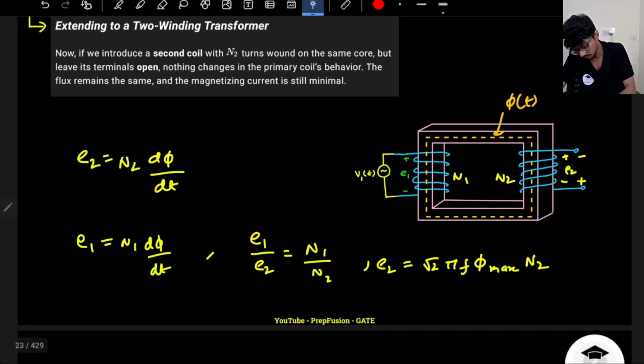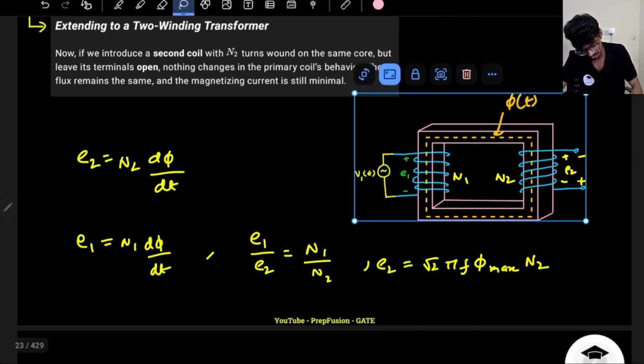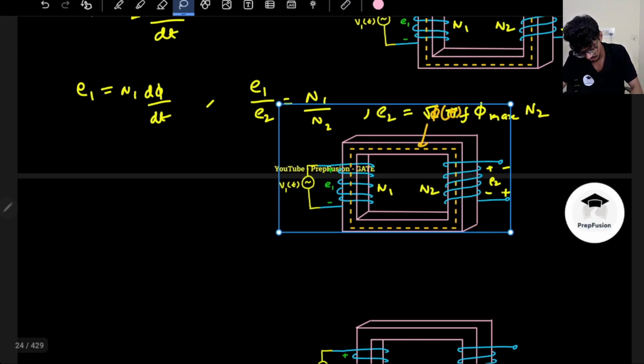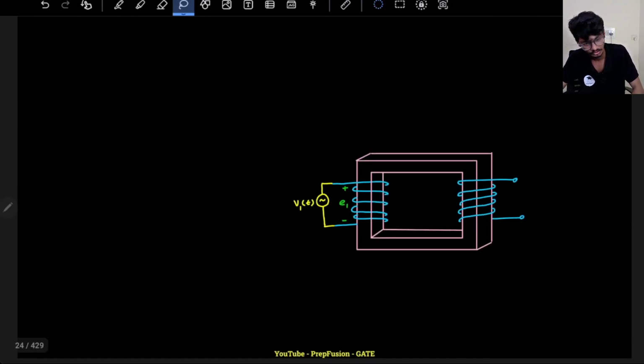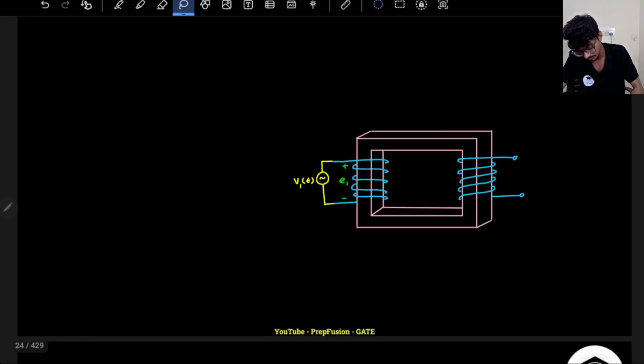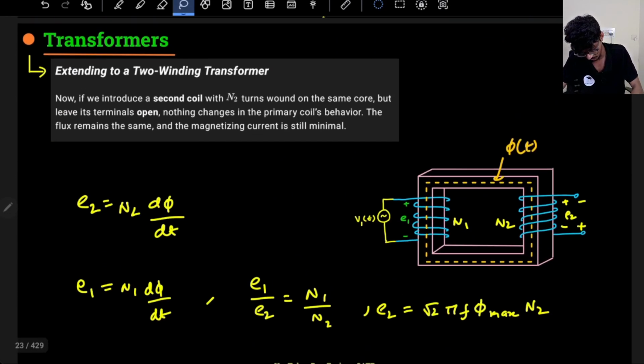For that I have to assume the polarity. This also we have discussed previously as well. A few new things we will discuss, don't worry. Okay, so let me just delete this. Let me copy the previous one only.